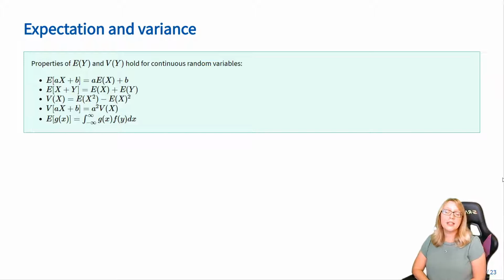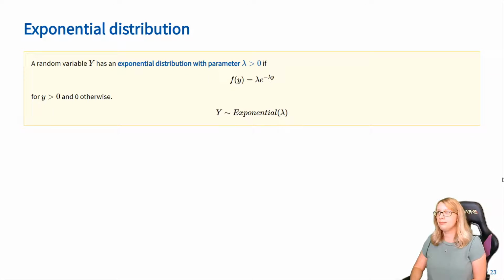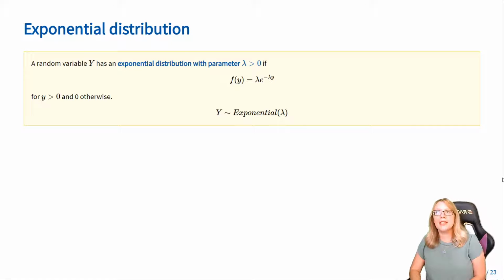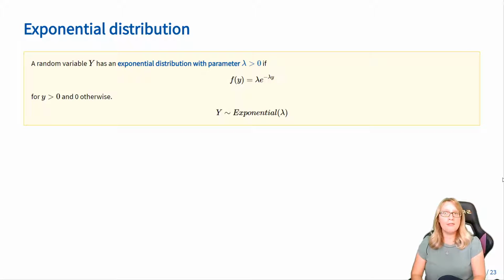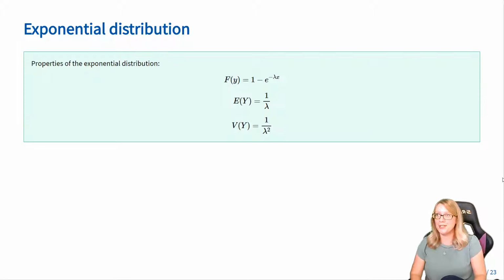And then finally, to get the expected value of any function, we can simply integrate that function times the PDF. Now let's take a look at the exponential distribution. We say that Y has an exponential distribution with parameter lambda greater than 0 if we can write the PDF in the following way: little f of y is equal to lambda times e raised to the negative lambda y power. This is true for y greater than 0 and 0 everywhere else.